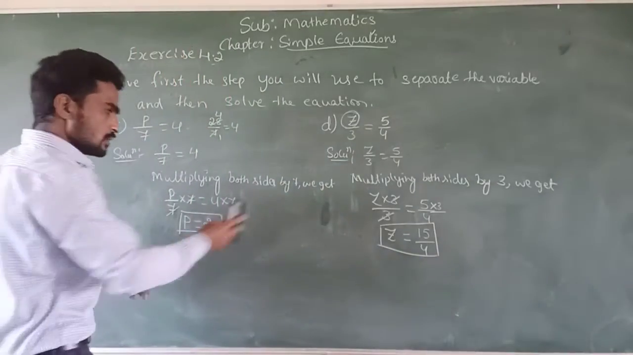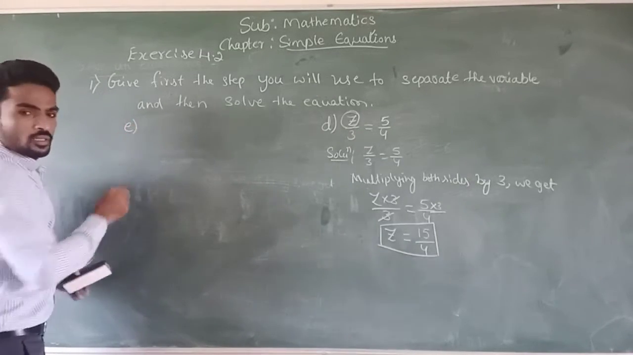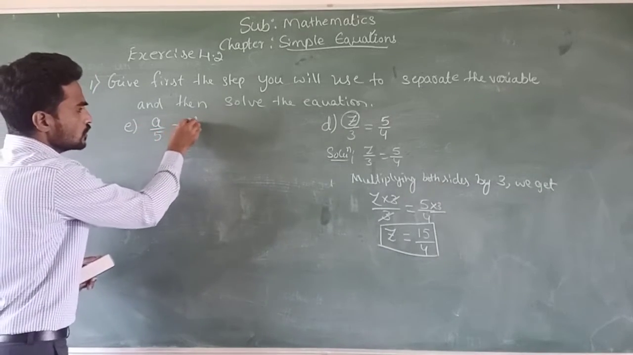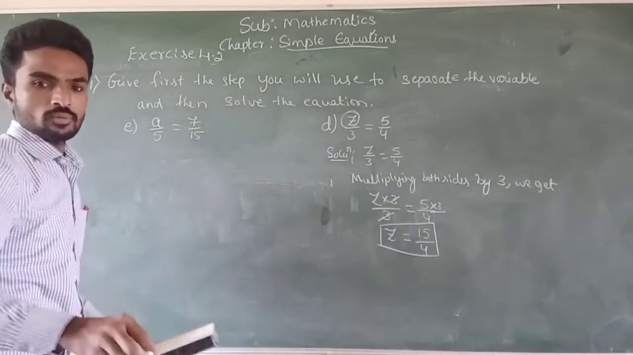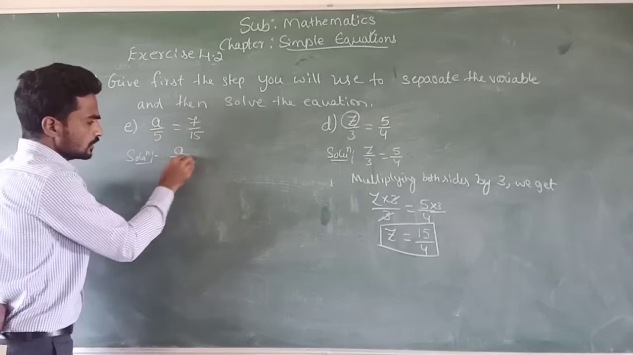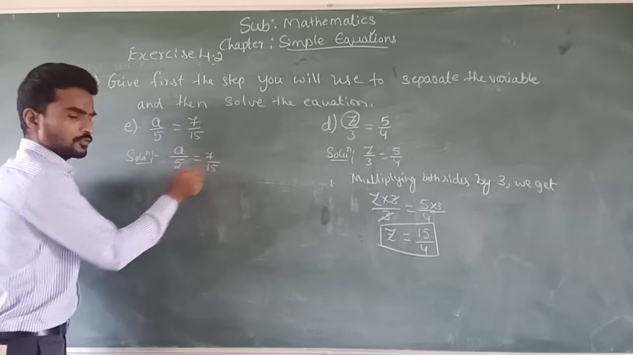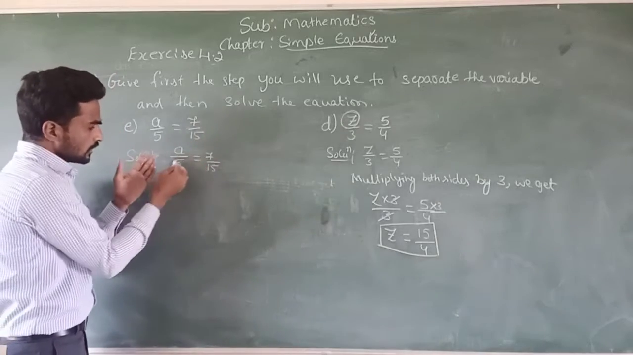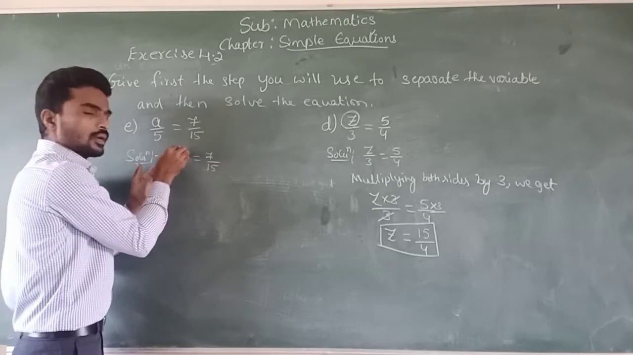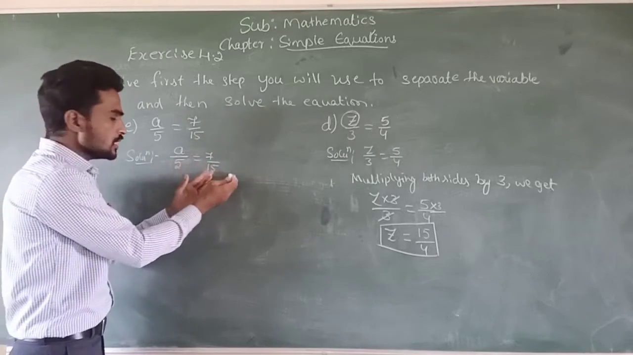Now going to solve next question, that is E. Equation is a by 5 is equal to 7 divided by 15. Just observe the equation. Here a is variable. These 5, 7, 15 are the constant terms. Here this a is divided by 5. Therefore 5 divides the variable a. For cancelling this 5, we can multiply it by 5 on both the sides.